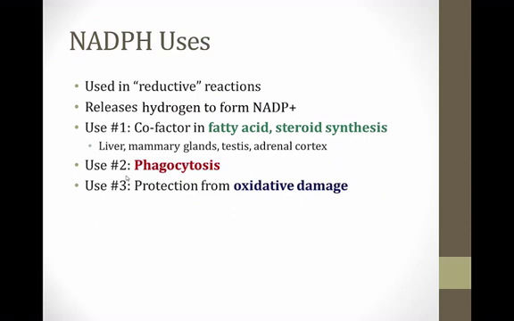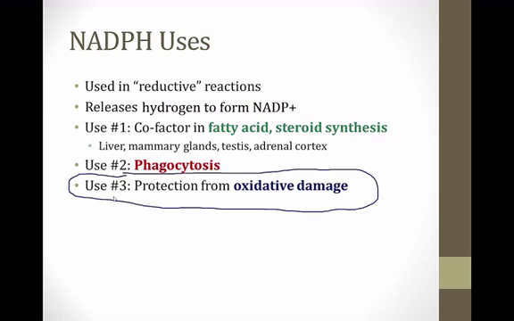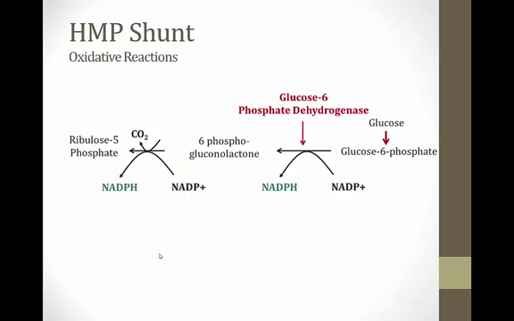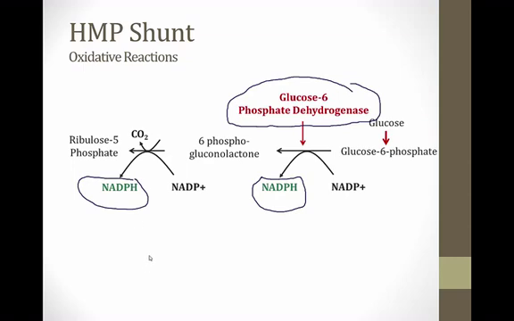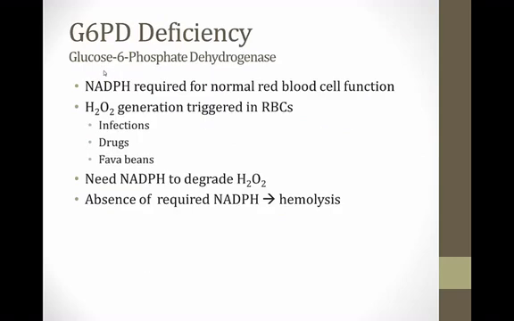Back to our slide of the utility of NADPH. The third use of NADPH is to protect cells from oxidative damage, and the easiest way to understand that is to talk about G6PD deficiency. If we go back to our overview of the oxidative reactions of the HMP Shunt, the first step of this pathway is catalyzed by the enzyme glucose-6-phosphate dehydrogenase. So people who are deficient in this enzyme will have a reduced ability to generate NADPH by these two reactions. So the syndrome of a G6PD deficiency occurs because cells, especially red cells, lack NADPH. And NADPH is very important, particularly for red blood cells, to maintain normal function of the cell.